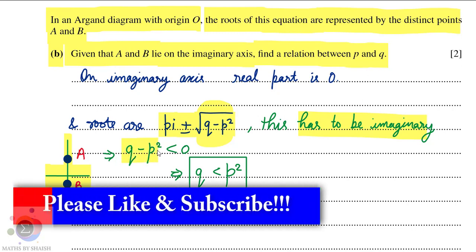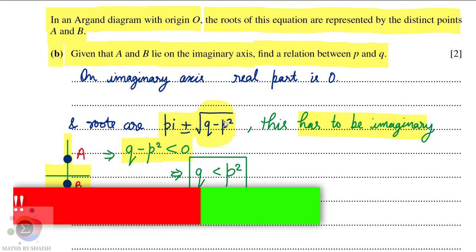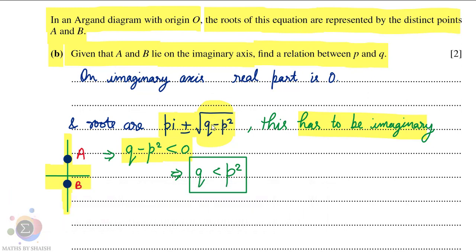It means q minus p square has to be less than 0, because whenever it is greater than 0, the root is positive and therefore real, and once it is real we cannot satisfy the condition that a and b lie on the imaginary axis. So it has to be less than 0, which gives the relation between p and q: q is less than p square, or we can say p square is greater than q. That's the relation.